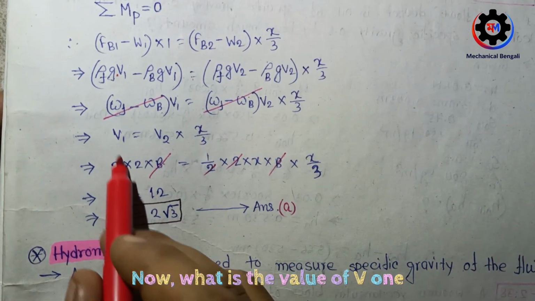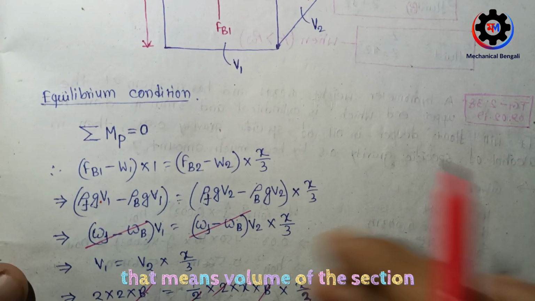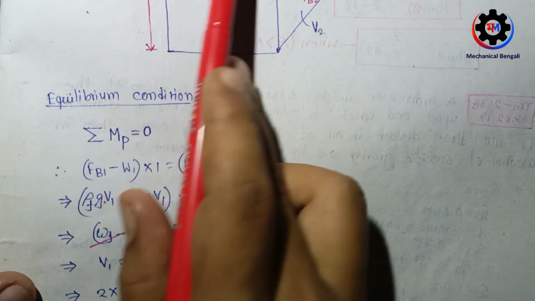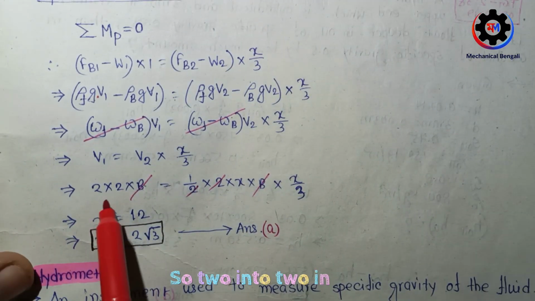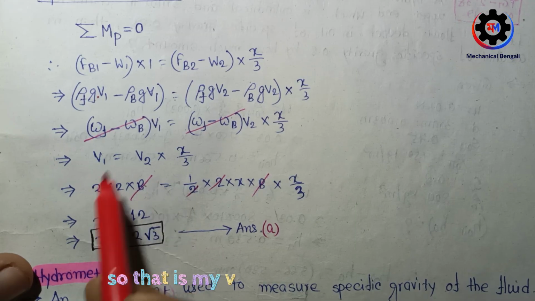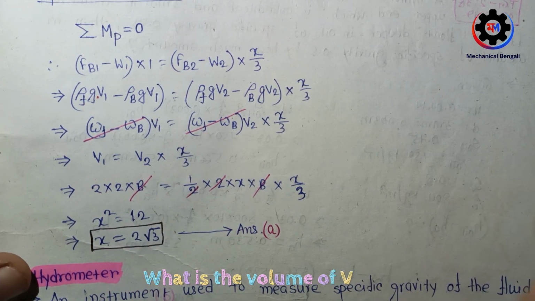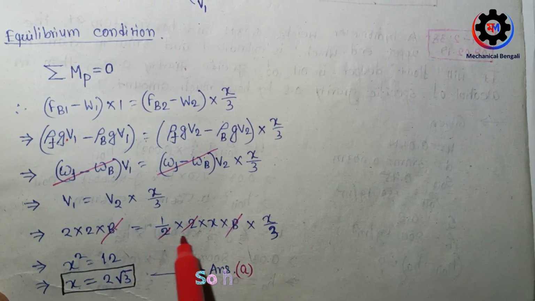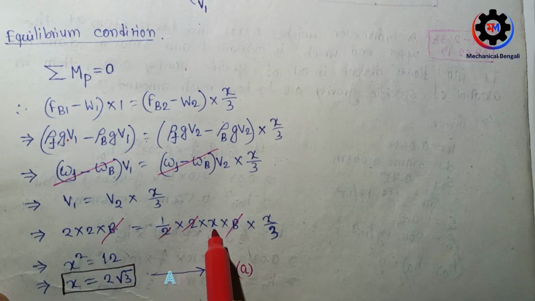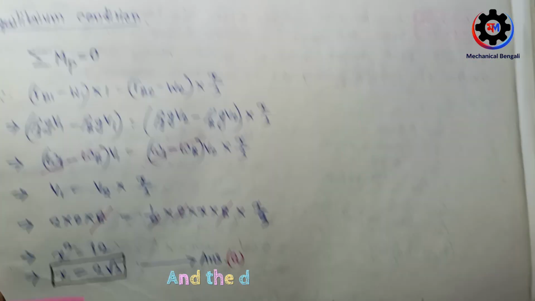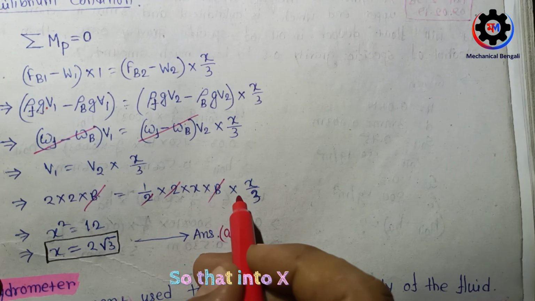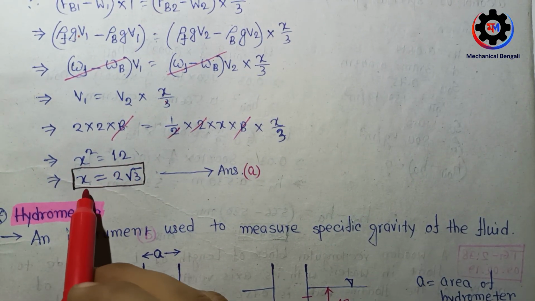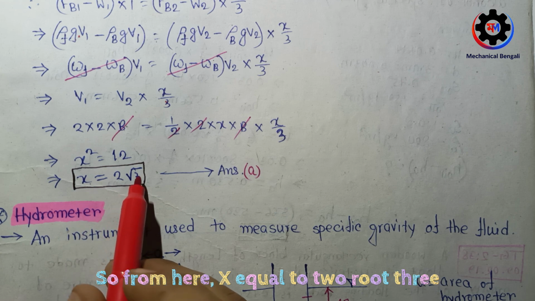Now what is the value of V1? That means the volume of the section. In that section, what is the volume? That is 2 is given, 2 into B. So the volume V1 is 2 into B. What is the volume V2? Half into base into height. What is the base? That is 2, and the height is x, and the depth will be B. So that into x by 3. Now x square is equal to 12, so from here x equals 2 root 3.